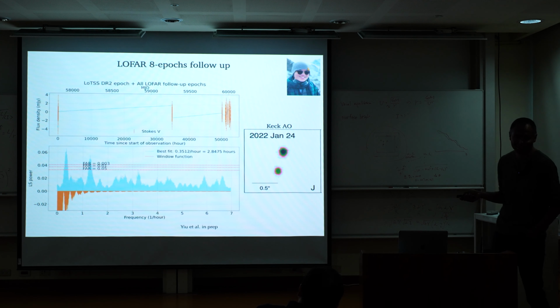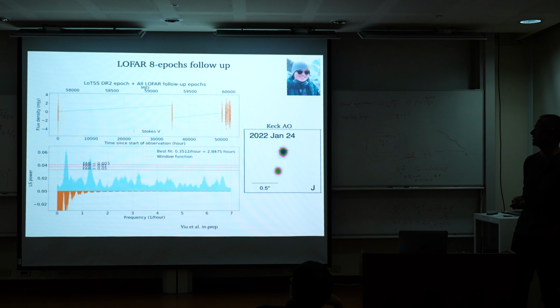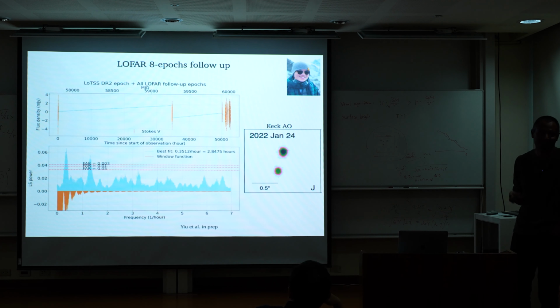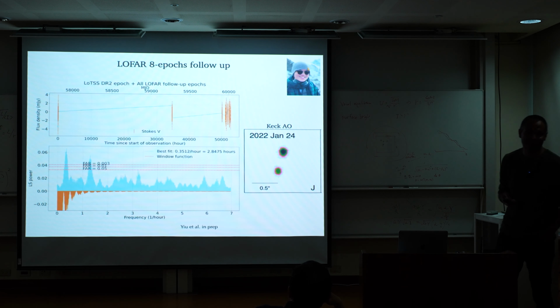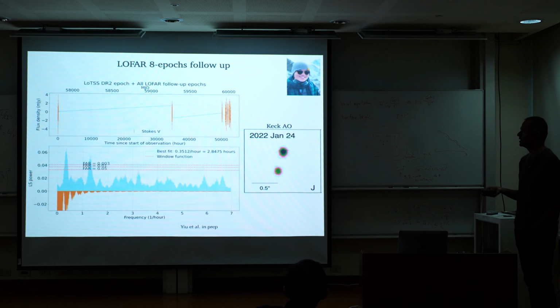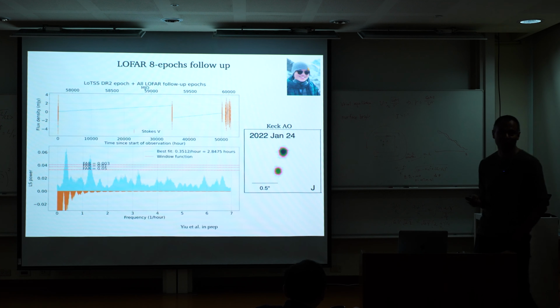But there's also a second peak which is not there in the sampling function. And so we are right now speculating if both components are emitting, and you're just seeing the modulation because of the spin of both components. If that is true, then it's pretty interesting, because the second peak here is at about 0.8 hours, which is quite close to the rotational breakup limit of a brown dwarf.